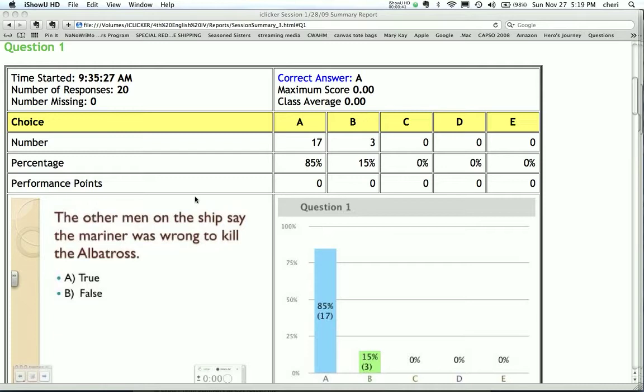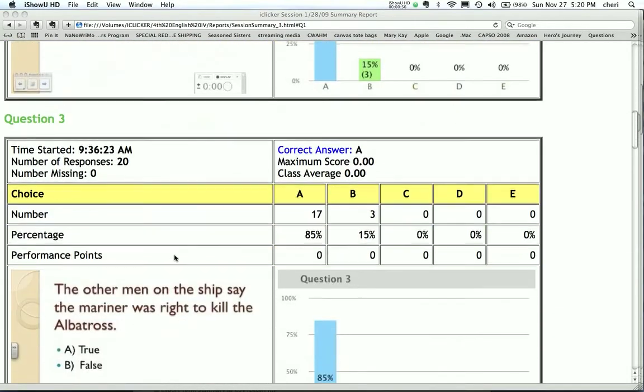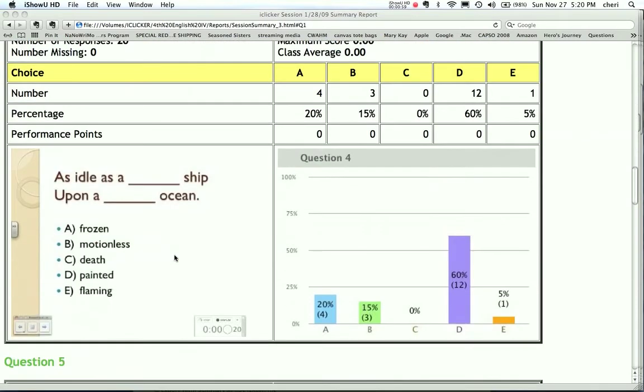The way that the iClickers work is that whatever the last A, B, C, D, or E button is that they push, that's the last answer that is recorded. So if they realize they were wrong, they can correct it and make it right. So you can see here, this is just a real quickie quiz with questions from Rime of the Ancient Mariner.